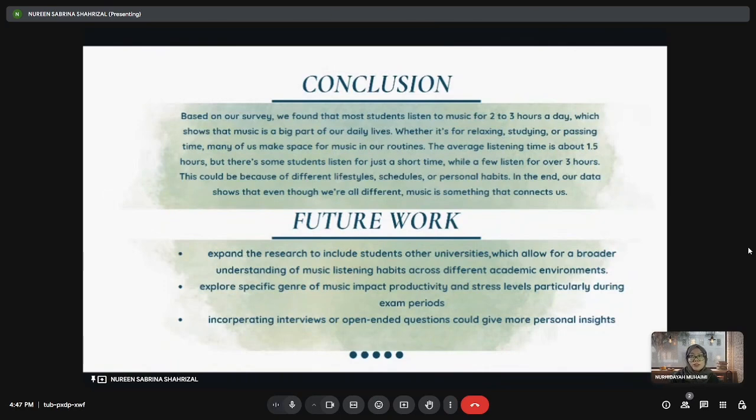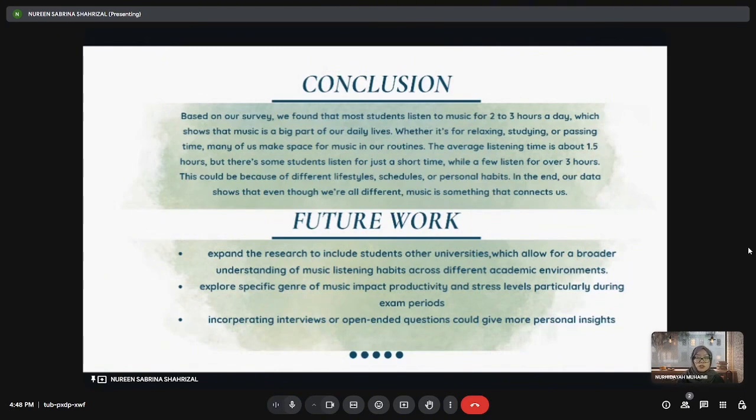As for the conclusion, based on our survey, we found that most students listen to music for 2 to 3 hours a day, which shows that music is a big part of our daily lives. Whether it's for relaxing, studying, or passing time, many of us make space for music in our routines. And the average listening time is about 1.5 hours, but some students listen for just a short time, while a few listen for over 3 hours. This could be because of different lifestyles, schedules, or personal habits. In the end, our data shows that even though we are all different, music is something that connects us.